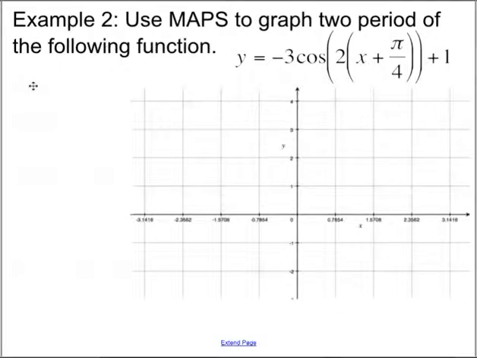So the MAPS of example 2, you'll notice that my equation is in standard form, so I don't have to worry about factoring out my b value. The middle is at 1. Now it's not out in front. In this case, it's out at the back. It's whatever you're adding or subtracting to your cosine function. So I'm going to graph a dashed line at 1, and I'm also going to label it.